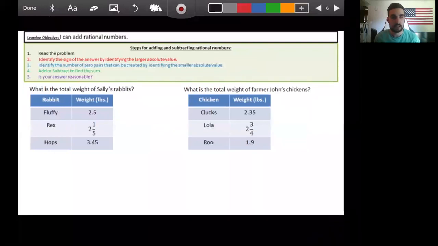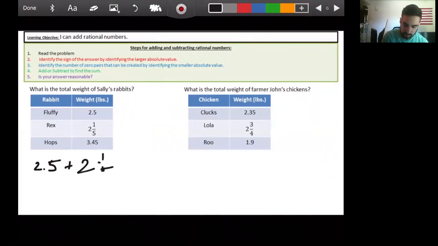So the last one we have is from a table. What is the total weight of Sally's rabbits? Sally over here has 3 rabbits. We're going to add these all up: 2.5 plus 2 1/5 plus 3.45. Since I have 2 decimals and 1 fraction, I'm going to make this fraction into a decimal.